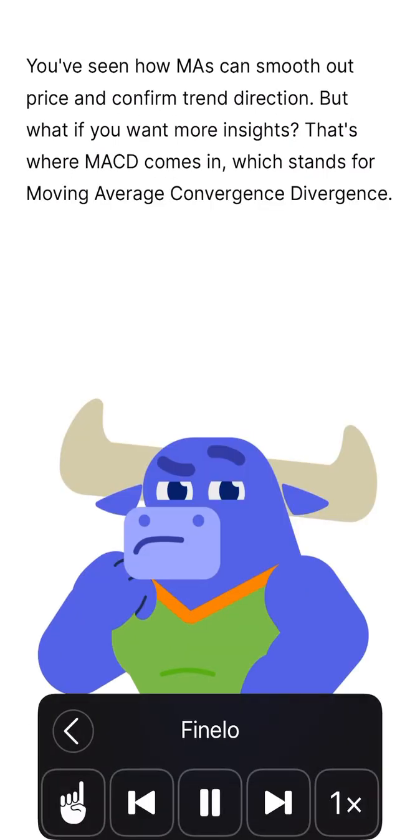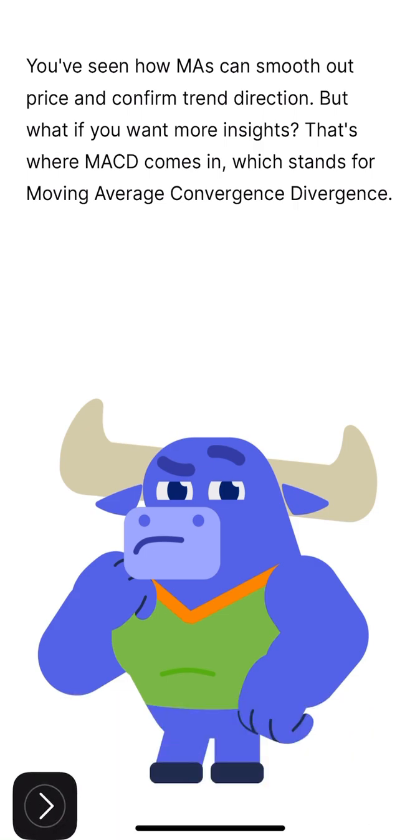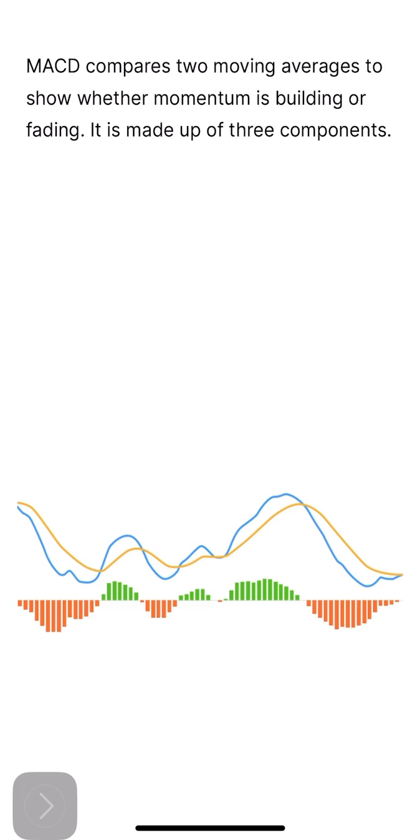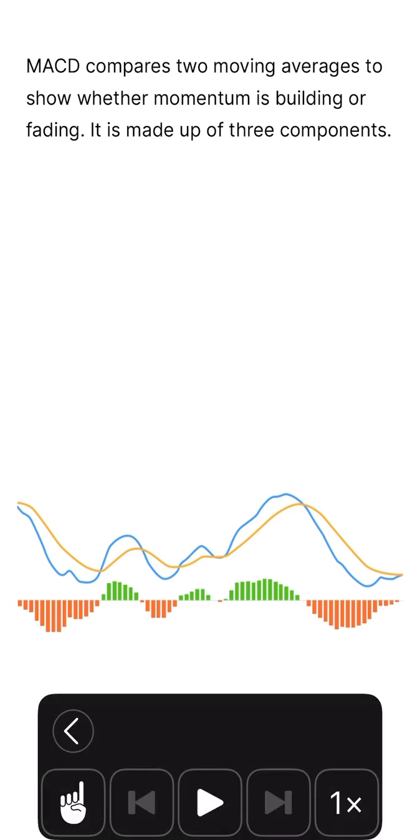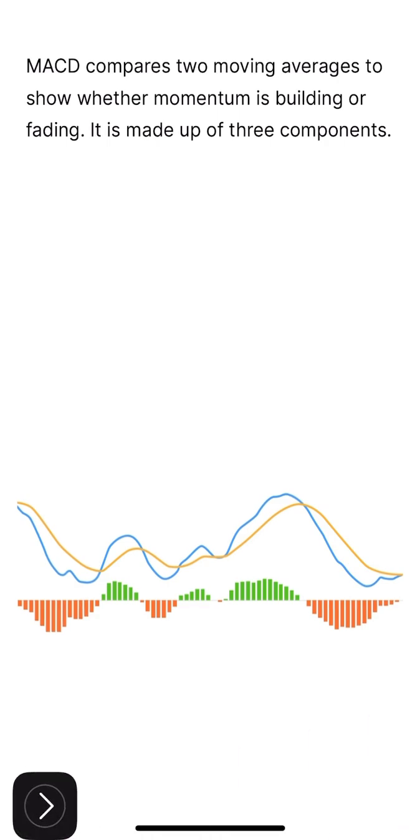You've seen how MAs can smooth out price and confirm trend direction. But what if you want more insights? That's where MACD comes in, which stands for Moving Average Convergence Divergence. MACD compares two moving averages to show whether momentum is building or fading. It is made up of three components.